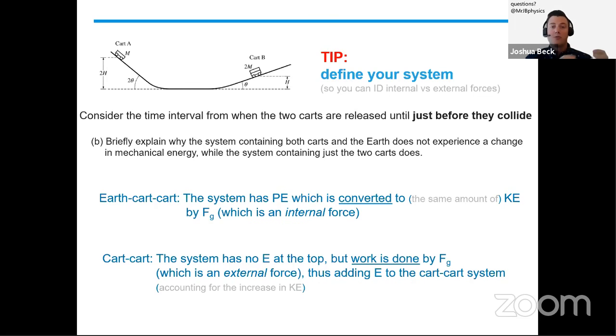Now, could you approach the problem one way? Yes. Could you approach the problem the other way? Absolutely. And both of these analyses would give you the same kinetic energy if done properly. Okay, but it's important to define your system so you can then identify which forces are internal. Those forces just convert energy from one form to another, and you identify which forces are external. And if you have external forces, those are capable of doing work, so changing the total energy of your system.